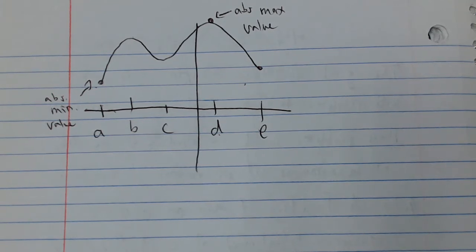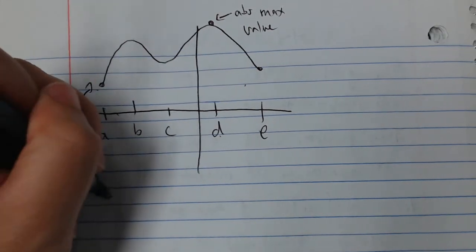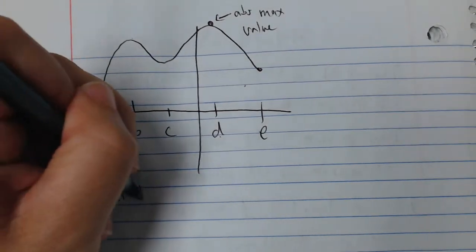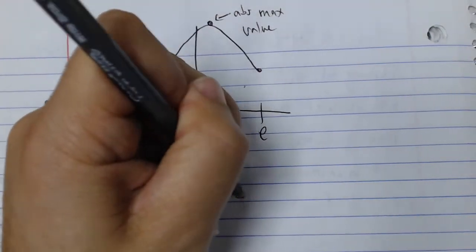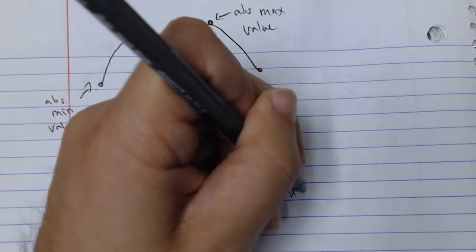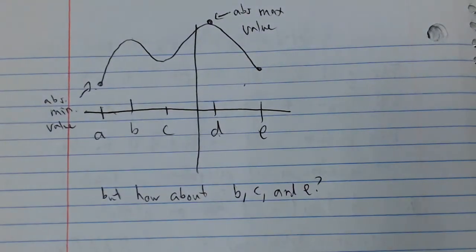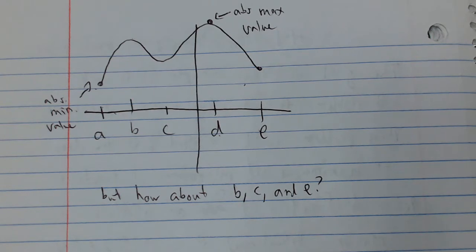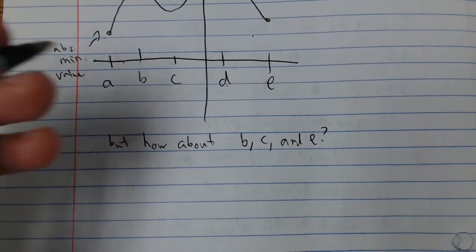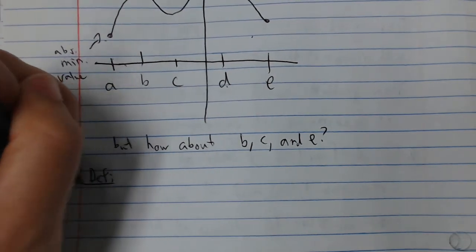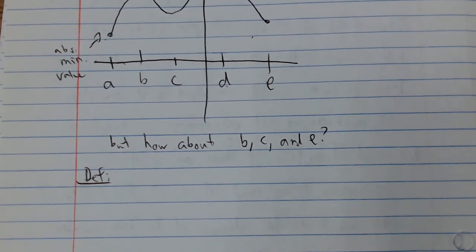But my question to you is now, how about B, C, and E? What happens at B, C, and E? What do we call those? I mean, clearly they're not absolute maxes and absolute mins, but what do they call them instead? So this is actually going to get us into the next definition. So let's define this next definition, and then we'll go back to this picture and see how we could identify this.